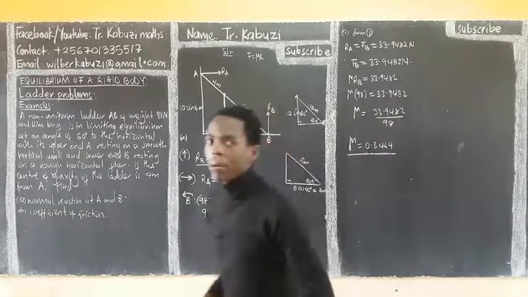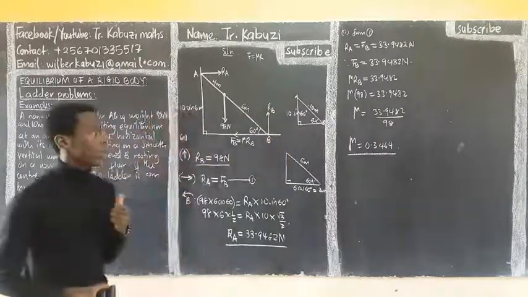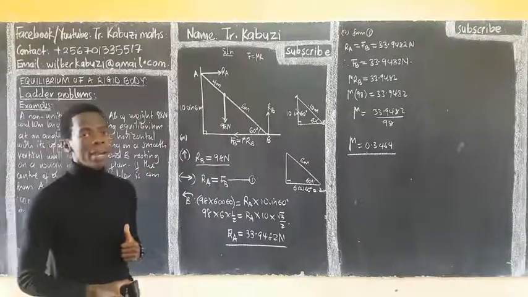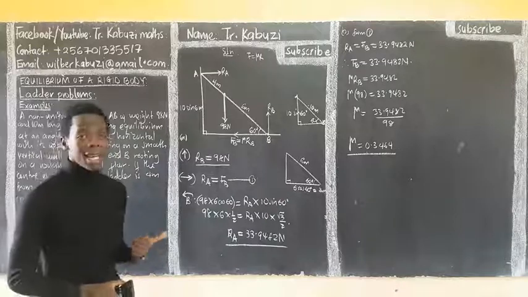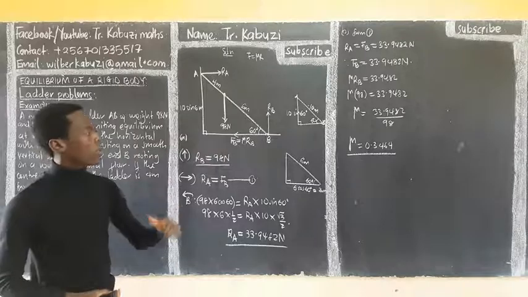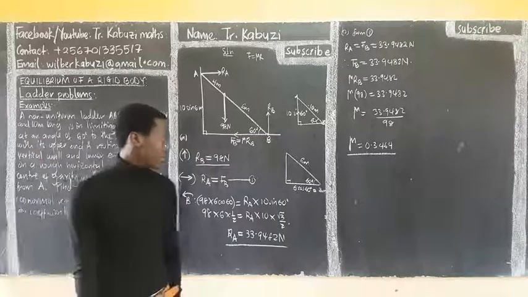So that's how we handle that. That's how we handle cases when we have non-uniform rods. They will always tell you where the weight is going to act from where to where, or they can give you the center of gravity of that ladder or rod. That's it. I wish you well.